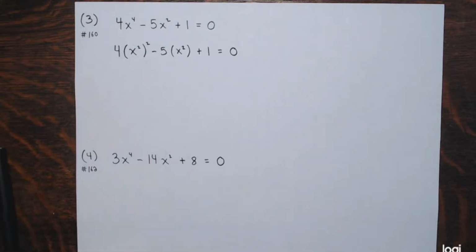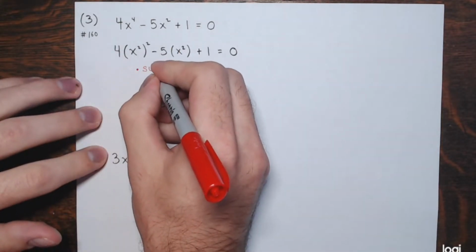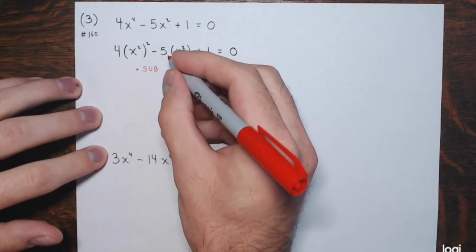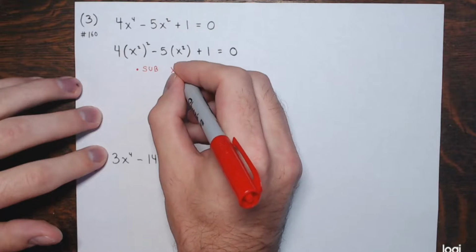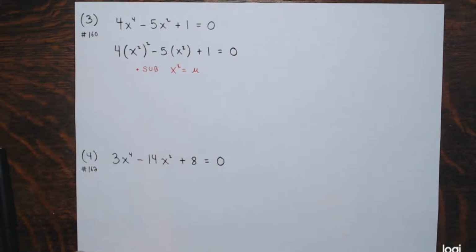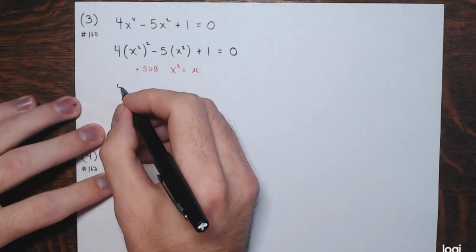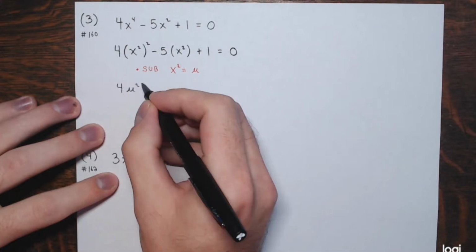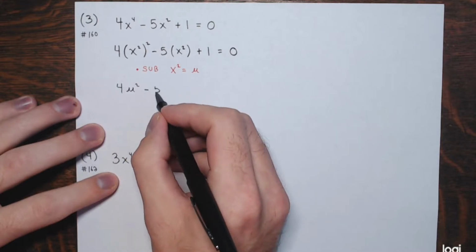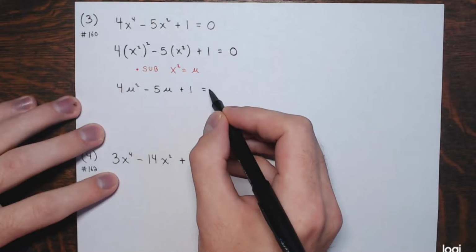And now I'll sub. I'm just going to write sub this time instead of substitute, just to save writing. We're going to substitute, again replacing x squared. This time I'll replace it with the letter u. Why not? So now this equation becomes 4 times u squared, because x squared is replaced with u, minus 5 times u to the first plus 1 equals 0.